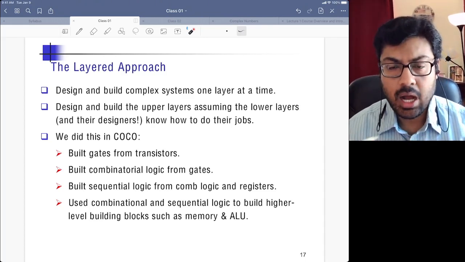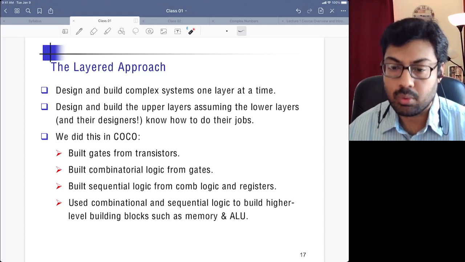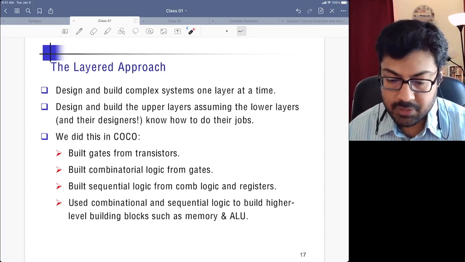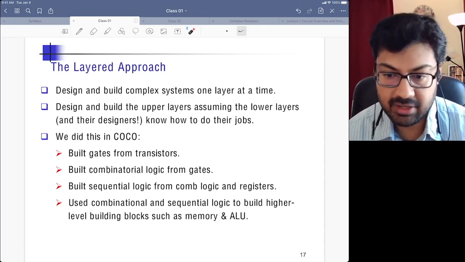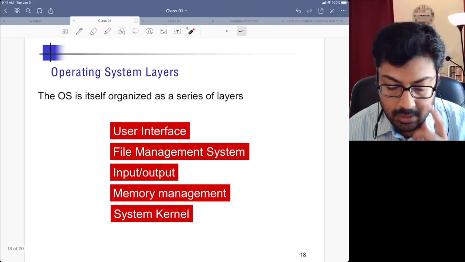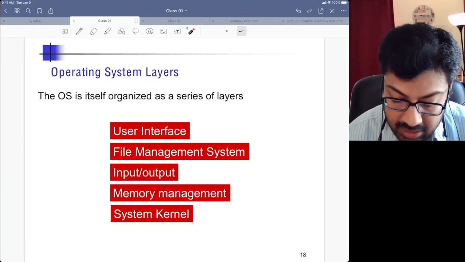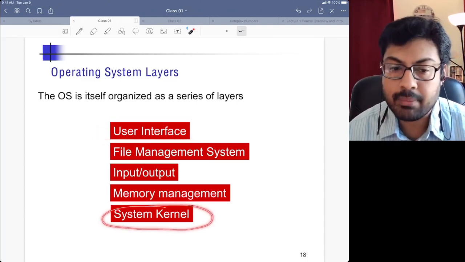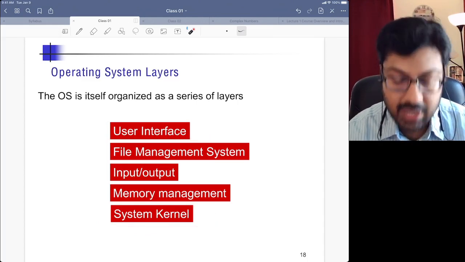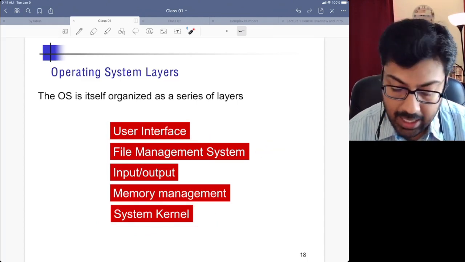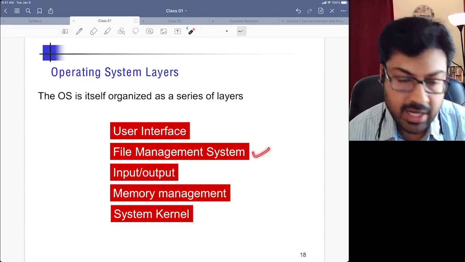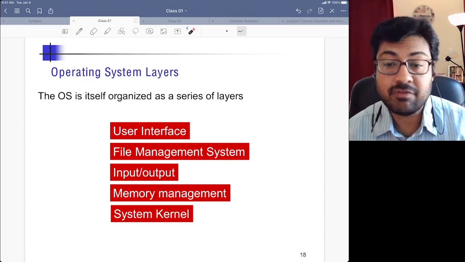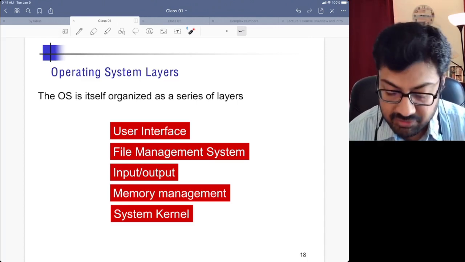And you will see all three aspects of our course having that layered approach, whether it be computer architecture, networking, or the operating system. For the operating system, the layers are the user interface all the way at the top, and the system kernel, the core of the operating system, way at the bottom. And in the middle, you will have layers for file management. How do you create files, organize files, store files, back up files? What are the different options depending on different operating systems?